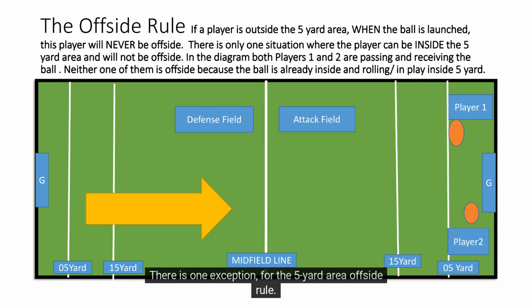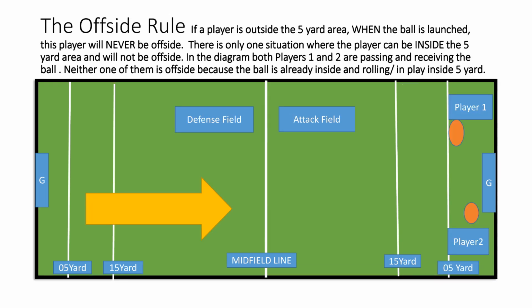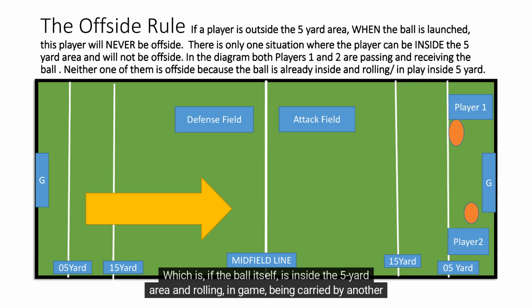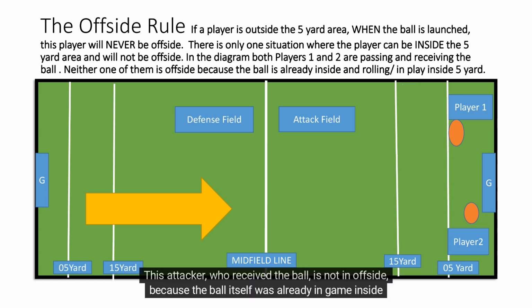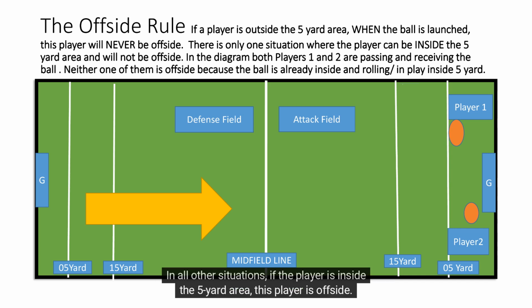There is one exception for the 5-yard area offside rule, which is if the ball itself is inside the 5-yard area and rolling in game, being carried by another player who passes the ball to an attacker. This attacker who received the ball is not in offside because the ball itself was already in game inside the 5-yard area. In all other situations, if the player is inside the 5-yard area, this player is offside.